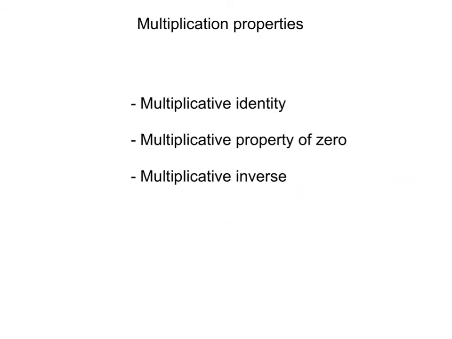Now we're going to take a look at some multiplication properties. Those properties include the multiplicative identity, multiplicative property of 0, and multiplicative inverse. Just based on the names, you're probably able to figure out what the multiplicative identity and the multiplicative inverse look like, because we just did additive identity and additive inverse.